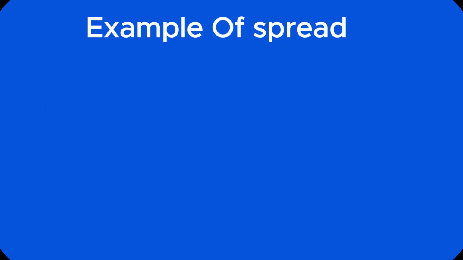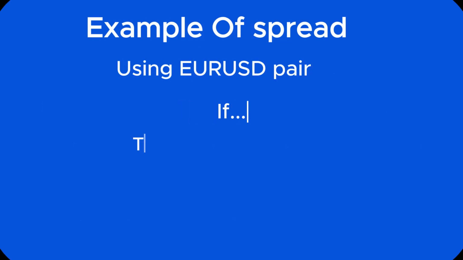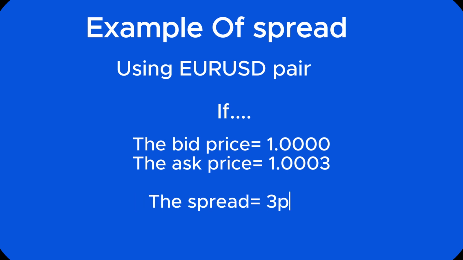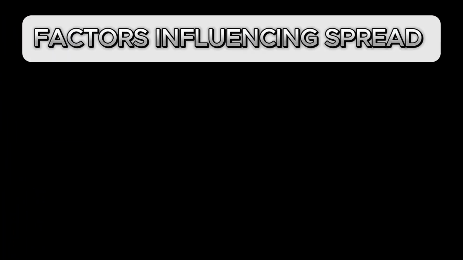Take for example, if the Euro USD pair has a bid price of 1.1000 and an ask price of 1.1003, the spread will be 3 pips. This means that as soon as you enter a trade, you are drawn down by 3 pips and you need the market to move at least 3 pips in your favor just to break even. Once you press buy or sell, the broker automatically deducts the spread for that particular trade. So that is spread.